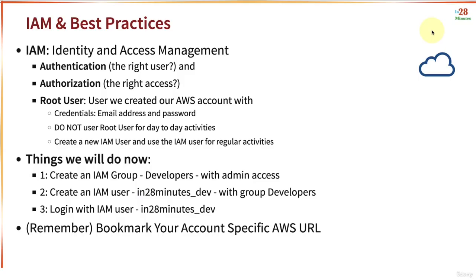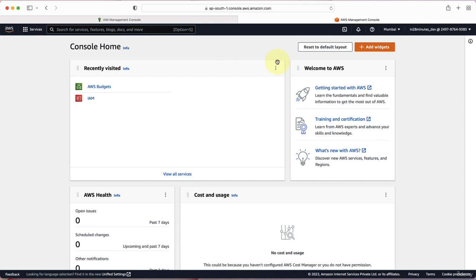Let's quickly summarize what we have done until now. When we created our AWS account, we made use of our email address and we provided a password. Those credentials are what are called root user credentials. One of the AWS best practices is to not use root user for your day-to-day activities. And that's the reason why we have created our own IAM user. We saw that the URL that we would need to use with an IAM user is a little different. So the recommendation is to go ahead and bookmark that URL.